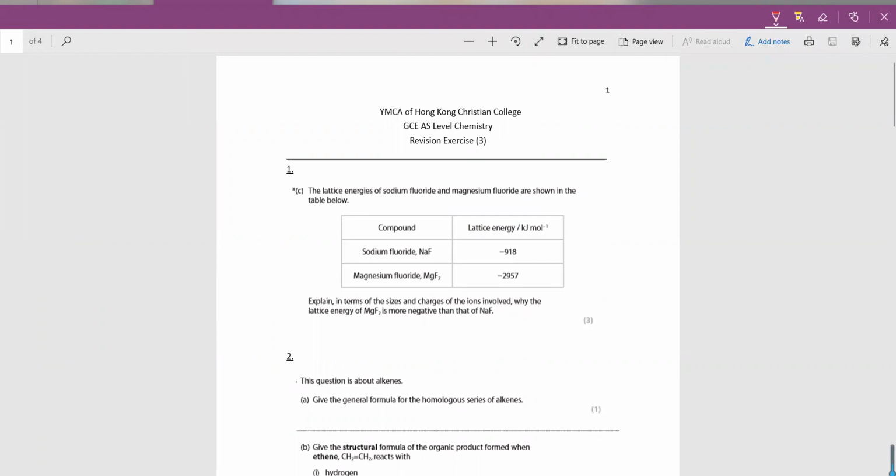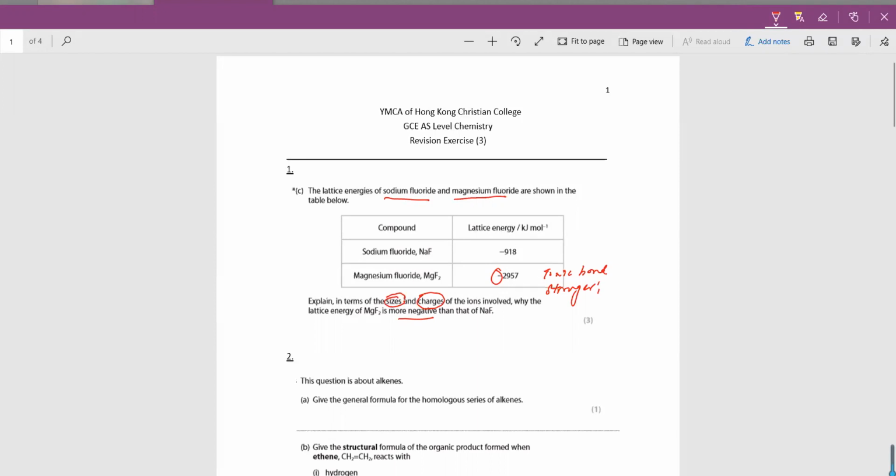Now, the lattice enthalpy of sodium chloride and magnesium chloride as shown in the table below. Explain in terms of the size and the charge of the ions involved why the lattice energy of MgF2 is more negative. If it is more negative, the ionic bond is stronger, because when the gaseous ions come together to form the ionic compound, they release a greater amount of energy, resulting in a more stable ionic compound.